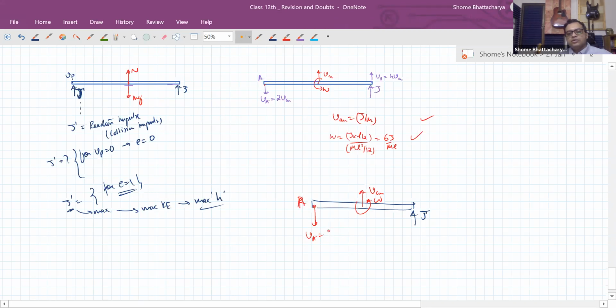It would have got a velocity of, how much is that now? 2 times VCM. Now what will happen is that the second impulse will act on it.